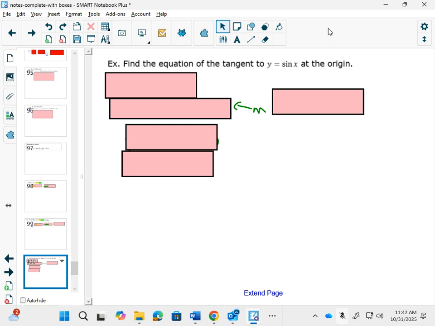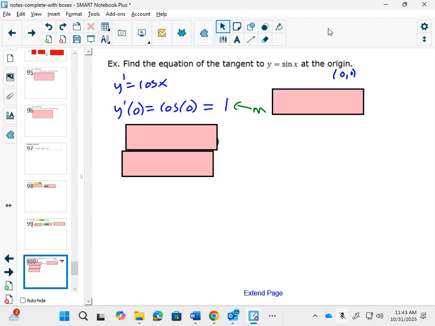How do we find an equation of a tangent? Well, a tangent is a line. What do you need for an equation of a tangent line? A slope and a point. Well, at the origin, that's our point, right? 0, 0. We need to find our slope. Our derivative gives us all the slopes. If we want to find the specific one when x is 0, we plug in 0, which is 1.